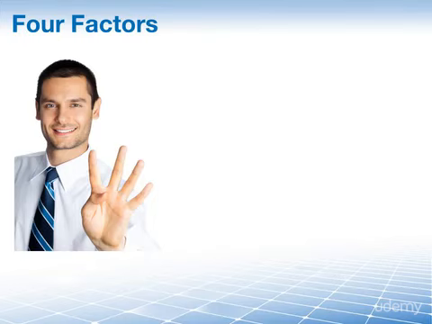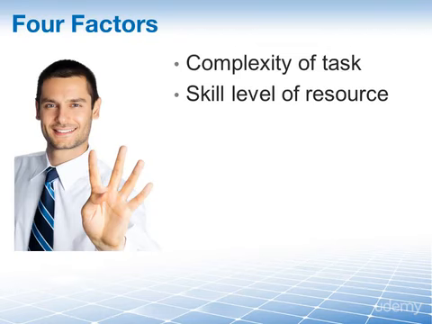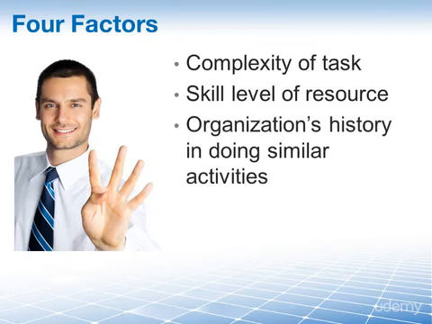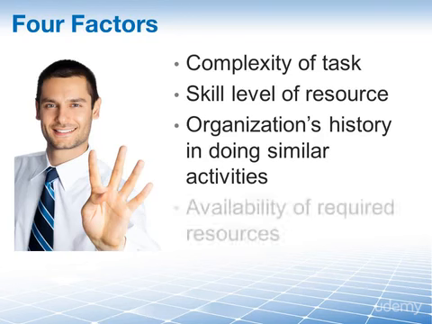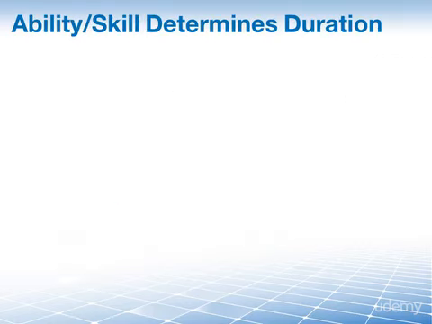And when estimating resources, you should consider the following 4 factors: the complexity of the task, the skill level that is required of the resource performing the task, the organization's history in doing similar activities, and finally, the required resource's availability. If you properly weigh these factors, you should be able to provide accurate estimates for the resources required. When choosing resources, it's imperative that adequate consideration is given to what resource is best to do a particular job.